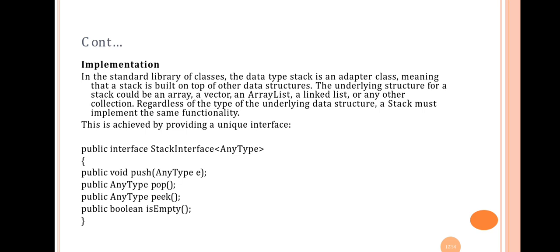How it will be implemented. In the standard library of classes, the data type stack is an adapter class, meaning that a stack is built on top of other data structures. The underlying structure for a stack could be an array, a vector, an array list, a linked list, or any other collection. Regardless of the type of the underlying data structure, a stack must implement the same functionality. Here is an example for the implementation. Here we are using push, pop, peek, and empty.